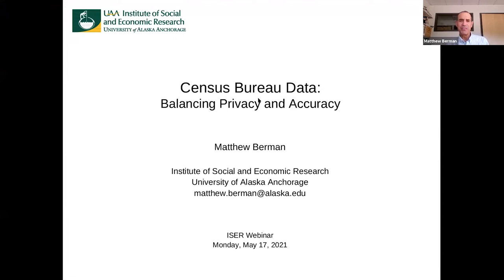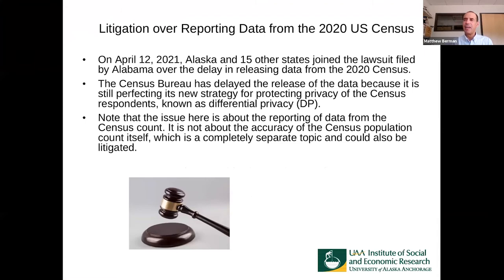Yes, it's there, Matt. Okay, well, so I'm going to talk today about Census Bureau data and the issue of privacy and accuracy. And this has become an issue recently because on April 12th, the Census Bureau got a lawsuit from Alaska and 15 other states that joined the suit filed by Alabama over the delay in releasing the data from the 2020 census. And the issue for Alabama and the other states is really not about congressional redistricting, but about state level redistricting, which they're also intending to do using the 2020 census data.